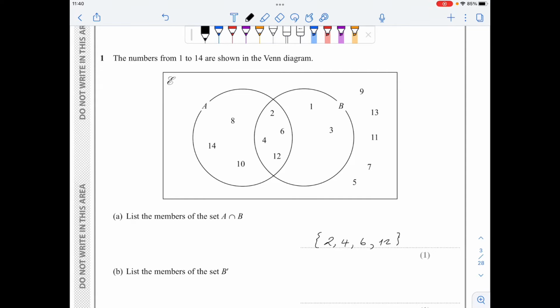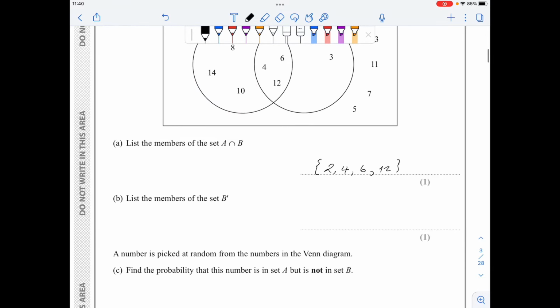Now for part B, B dash means whatever is outside B, so we're talking about these 3 numbers and these 5 numbers. Let's write them down. I'll write them down in order. That's not compulsory. So 5, 7, 8, 9, 10, 11, 13, and 14.